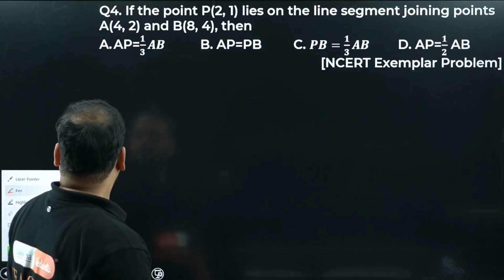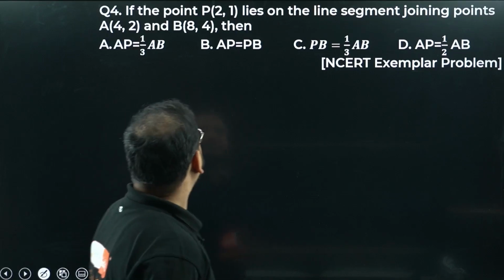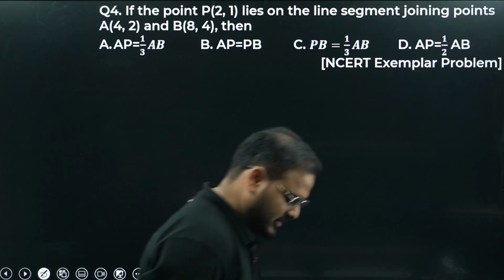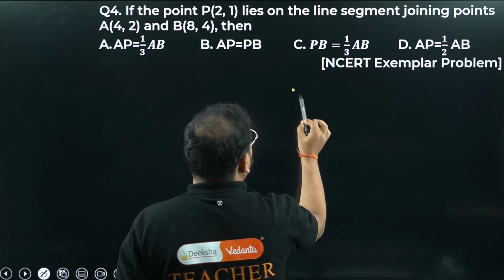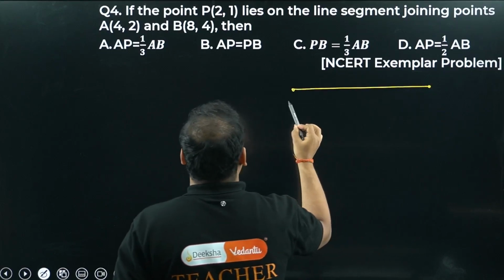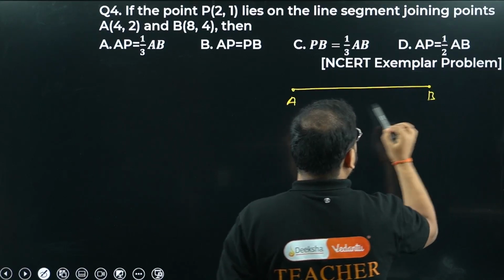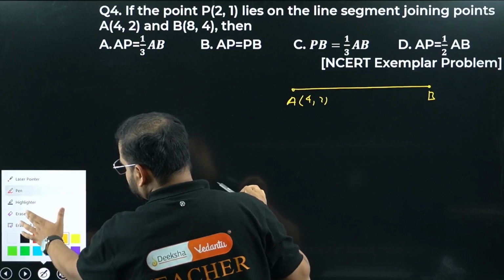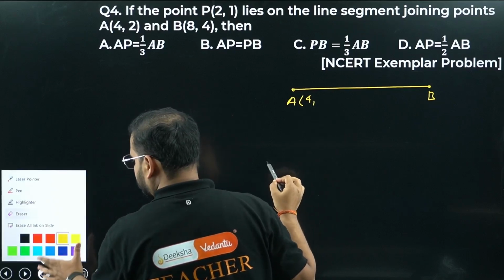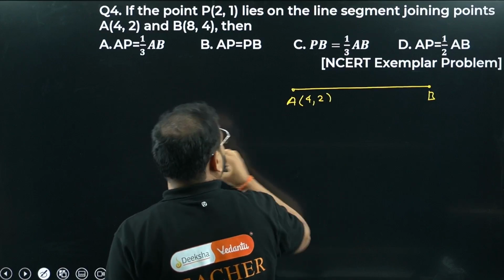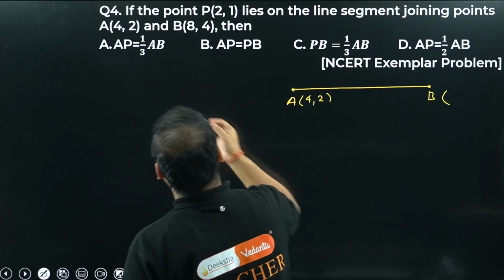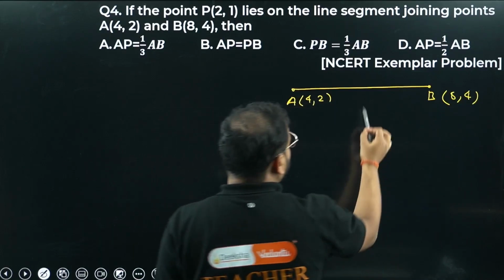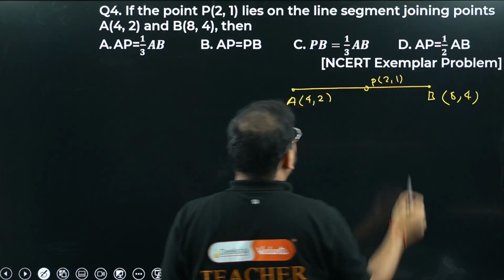Okay, sir. If the point P 2, 1 lies on the line segment joining the points 4, 2 and 8, 4. Excellent question. You'll see. Have a look. Okay. A is over here and B is over here. A is coming as 4, 2, and B is 8, 4. This point P lies over here, 2, 1. Find the ratio.